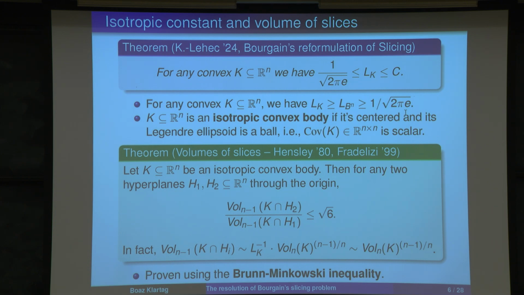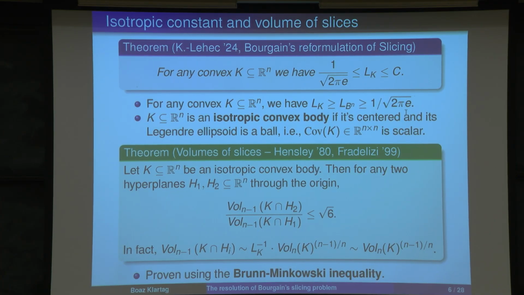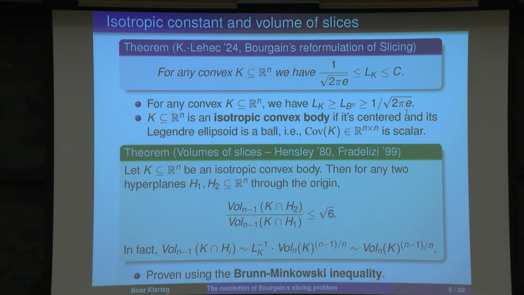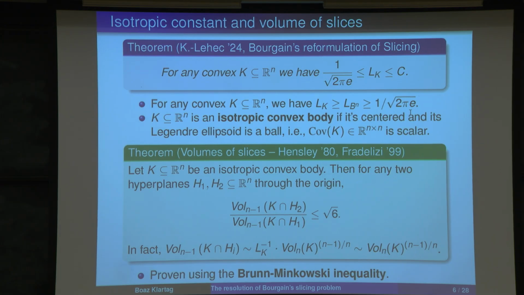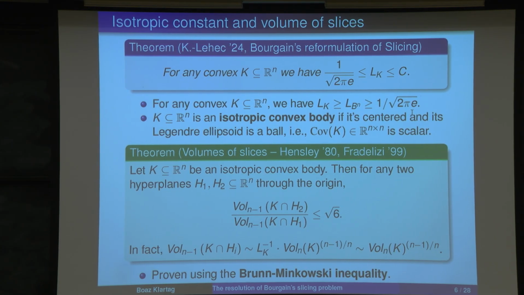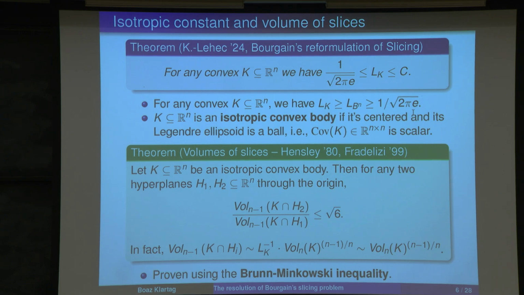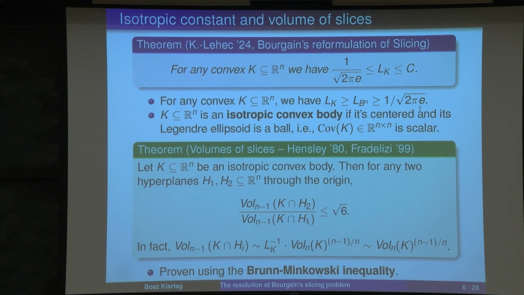So this convexity assumption immediately gives you that any sections through the origin cannot have volumes that are too far from each other. For a general convex body, the worst ratio is square root of 6, but in some examples it's better. For the cube, it's square root of 2, for example. Moreover, it was known to Hensley and to Fradelizi, but certainly to Bourgain, that the common volume of all of these slices is dictated by the volume of K times this inverse isotropic constant. So now we know that this common volume of the sections is roughly the volume of K to the right normalization. This is true for any convex body with a scalar covariance matrix.